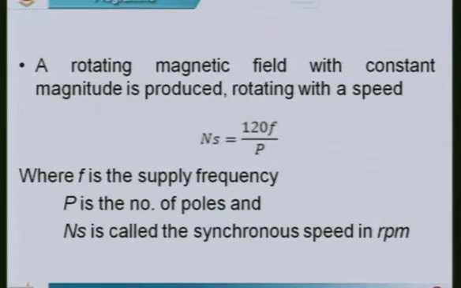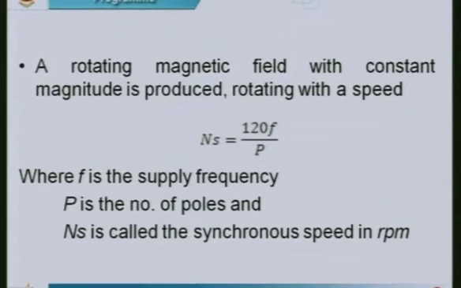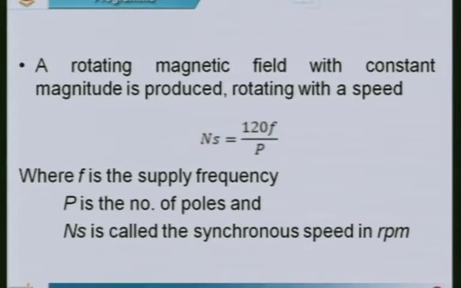So, the rotating magnetic field with a constant magnitude is produced. What is the speed of this rotating magnetic field? The speed with which the magnetic field rotates is called the synchronous speed, and it is given by an expression ns. S stands for synchronous.